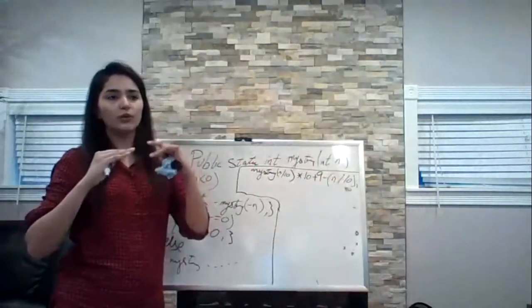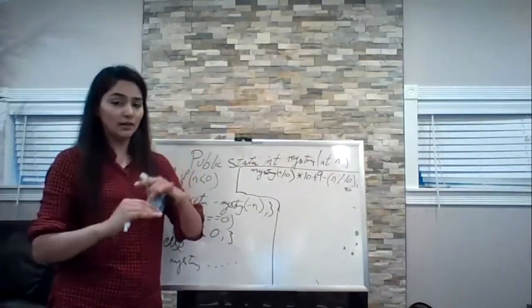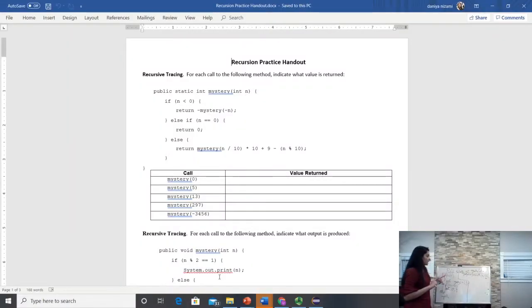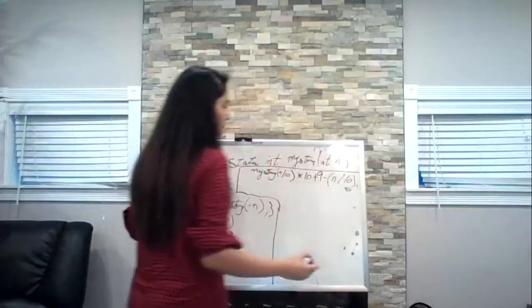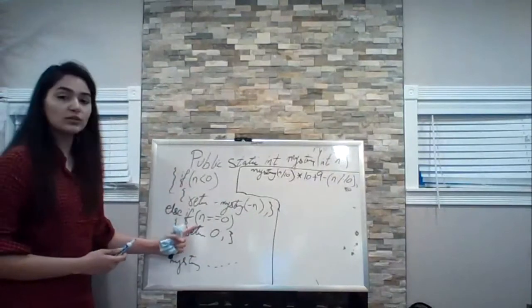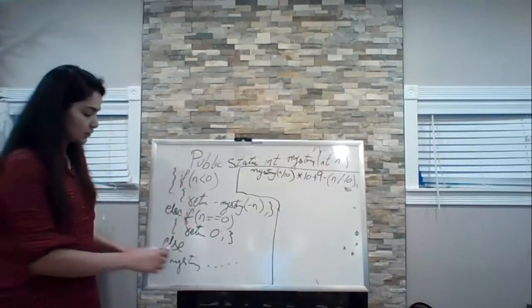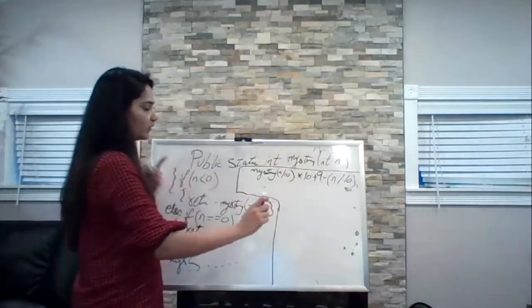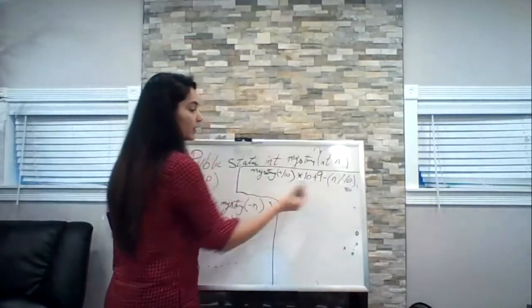As we are moving forward in these mystery questions, it will get harder, as you can see by the numbers. Next mystery call we have is n equals 5. Now let's see what we have. Is n less than 0? No. N equals 0? No. We will go in else. So the statement for the else was quite long, so I have written the whole statement over here.